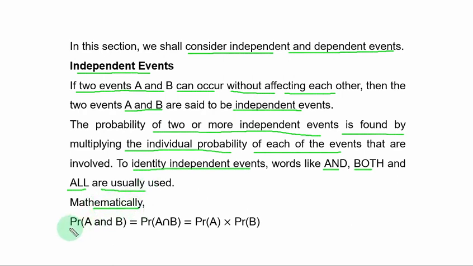Mathematically, probability of event A and B is equal to probability of event A intersection event B, and it is equal to the product of the probabilities of the two events.